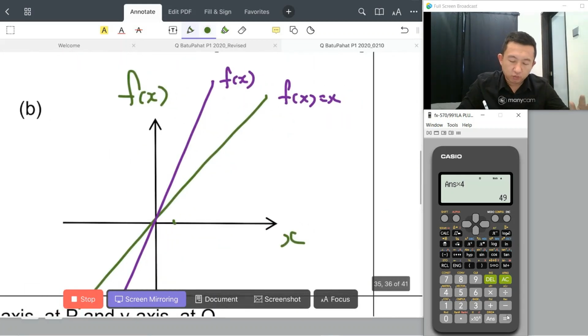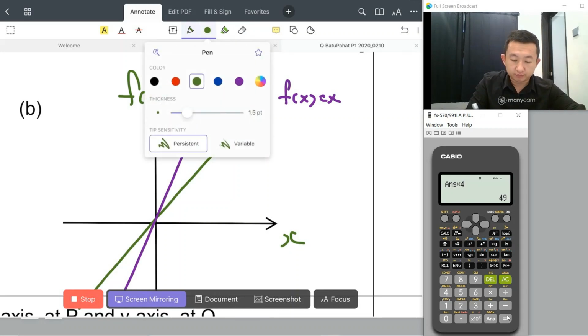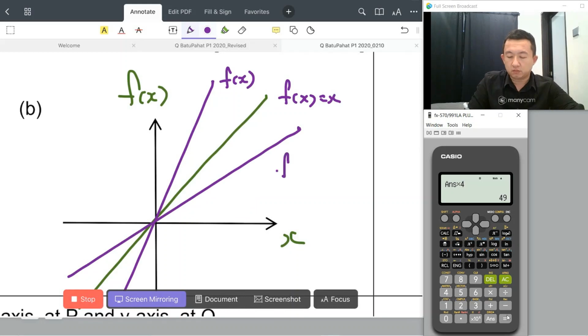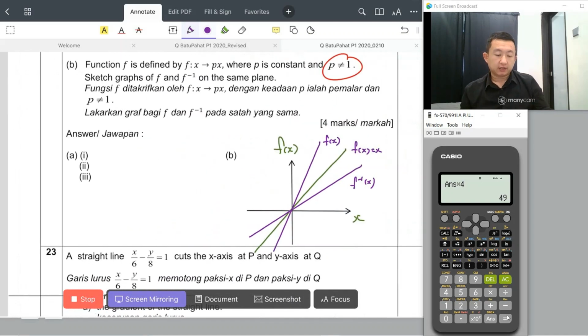So let's say I start here, 1, 0.5. Here only. 2 is 1. 3, 1.5. So you realize that f inverse is below the green color graph. So this is your f inverse. So another saying that if you want to draw f(x) and f inverse, f(x) equals x is the reflection between f(x) and also f inverse. Okay, that is for B.